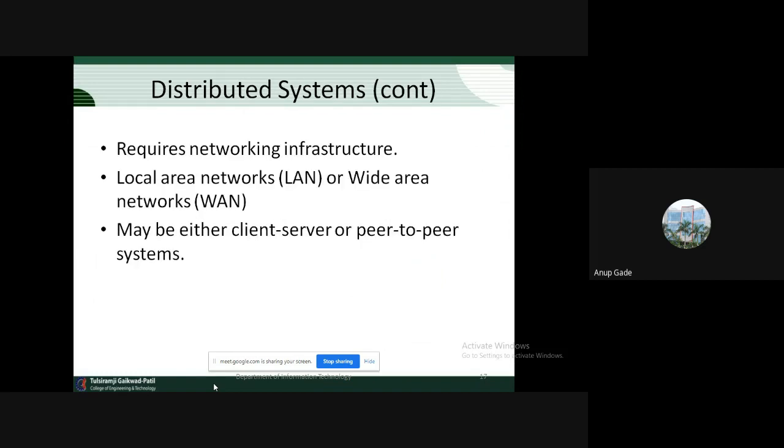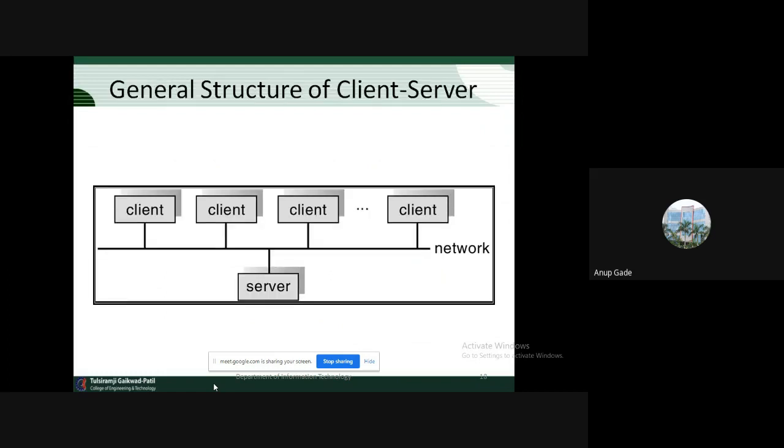As I said, a distributed system requires a networking infrastructure. Without network, you cannot expect a distributed system. Local area networks or even wide area networks can be used over there. Either client-server or even peer-to-peer systems can be there within this distributed system. In the general architecture for client-server, you may see here a server is there and multiple clients are attached over here with the help of a network.